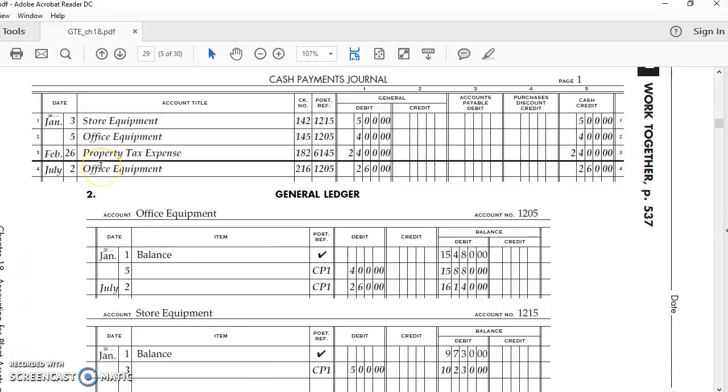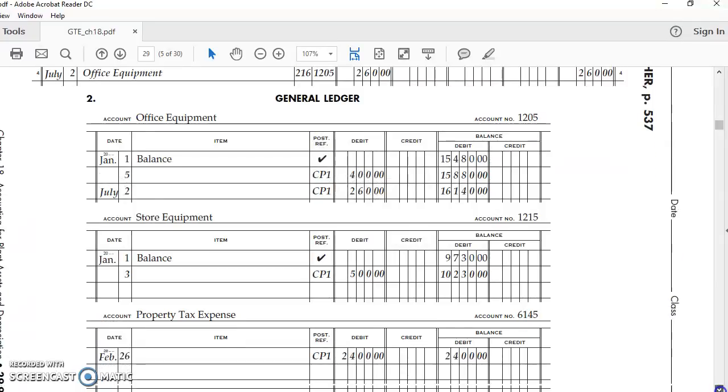Our next journal entry was office equipment for $400 debit. So I'm going to go down here to office equipment. I'm going to put the 5th, CP1, because this is cash payments 1, $400 debit. And then you'll see that you add this to get this, $15,880. Our next one is property tax expense, $2,400. If you go down to your property tax expense, it doesn't have a balance. All you're going to do is put February 26th, $2,400 and bring it over as a debit.